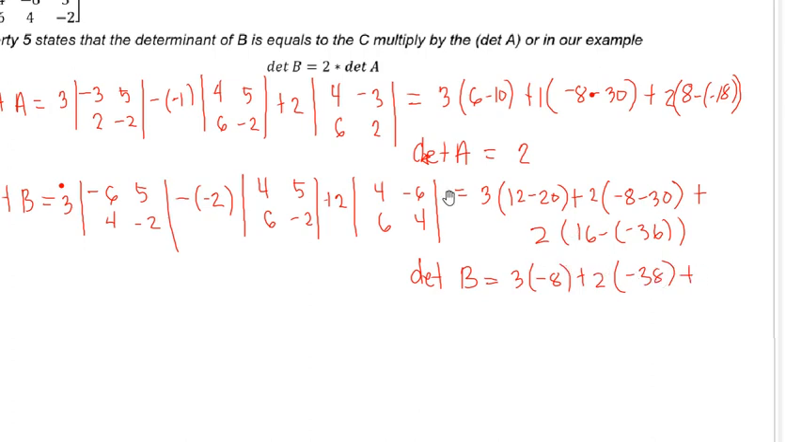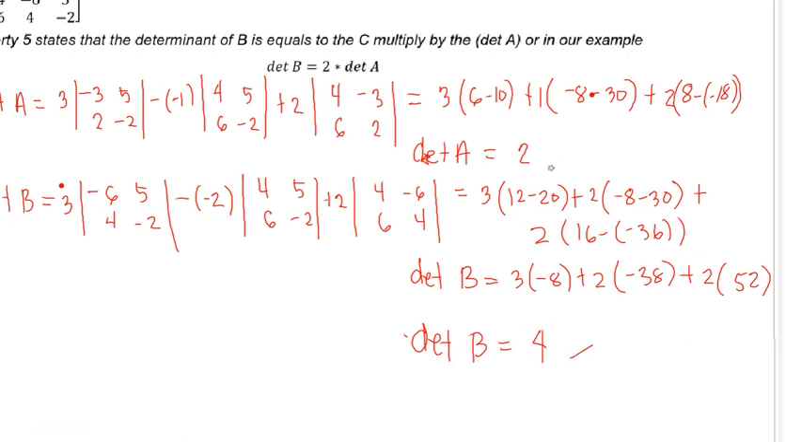So we have 2 times 52. So solving for the determinant of B, that is equal to 4. So that is equal to 4.